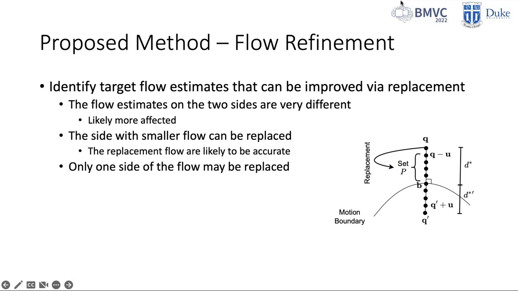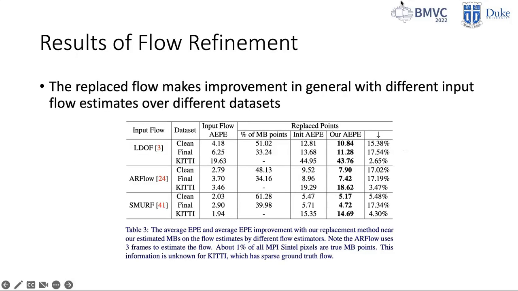We need to first identify those points which are contained in set P as shown in the figure. The flow of those identified points is replaced by the flow of point Q away from the motion boundary, as shown in the figure. We evaluate our replacement method on the flow estimates by different unsupervised flow estimators, and on both the Sintel and the KITTI datasets. From the table, we see that our method successfully identifies those flows that can benefit from replacement. Some improvements on those replaced flows are very large.